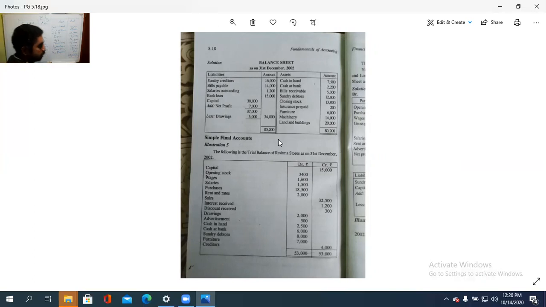So this is how a balance sheet is to be prepared. In which order we can prepare, not a problem, but in this text it is prepared in the order of liquidity. See, cash in hand, cash at bank, bills receivable, sundry debtors, closing stock, insurance prepaid, furniture, machinery, land and building. While on the liability side: sundry creditors, bills payable, salaries outstanding, bank loan, capital, add net profit, less drawings. Clear? So in this way, we are preparing the balance sheet. Then we will do another problem.